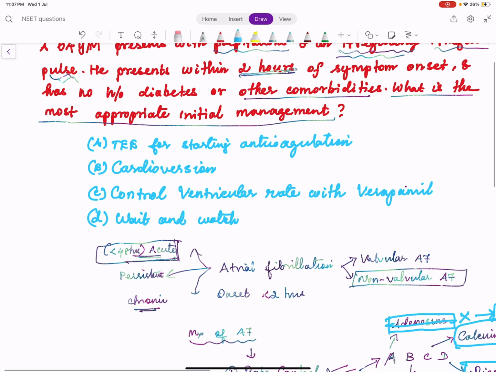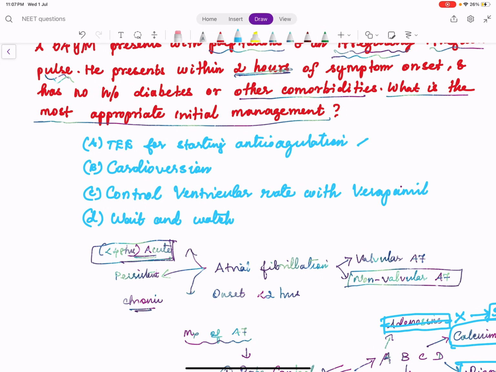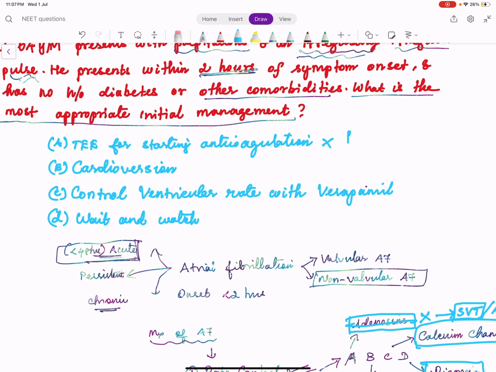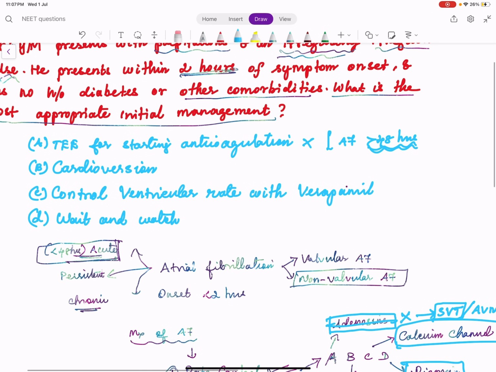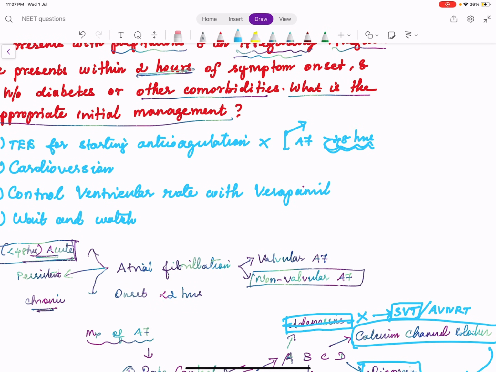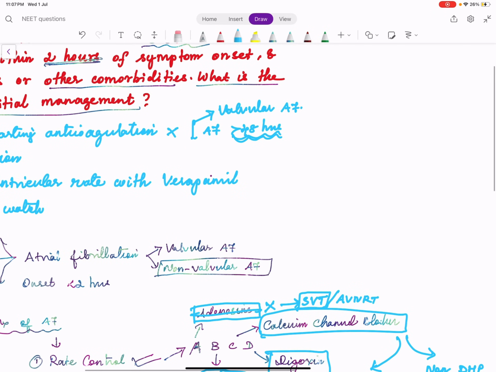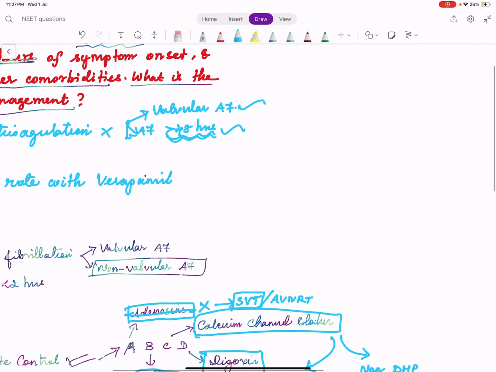But according to the question, is it the appropriate initial management? No, because anticoagulation becomes very important when atrial fibrillation is more than 48 hours of onset. Here it is clearly 2 hours, so there is no time window for anticoagulation. Also, we have to do anticoagulation when it is a valvular AF. So, valvular cases, we must give anticoagulation. When atrial fibrillation is more than 48 hours of duration, we have to give anticoagulation. In non-valvular atrial fibrillation, we have a score called as CHA2DS2-VASc score.